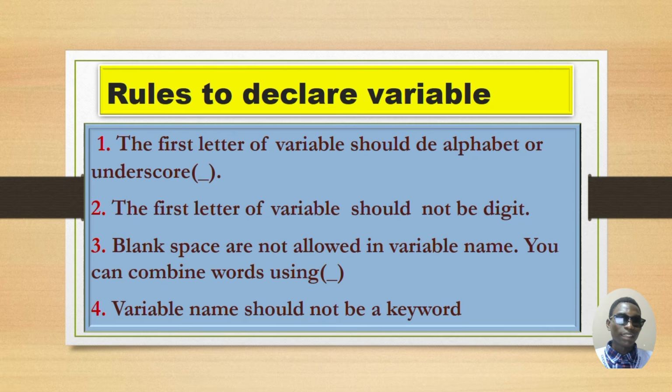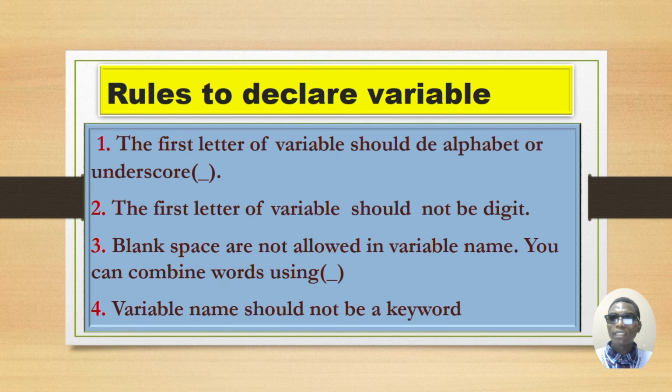Yes, these are the rules to declare a variable. First rule, the first letter of a variable should be an alphabet or underscore. Do you understand? You should use an alphabet or underscore as the starting letter of the variable. Always make sure that your variable starts with either an alphabet or underscore. The first letter of a variable should not be a digit. You can't use any number at the start of a variable. Make sure that your variable doesn't start with digits.